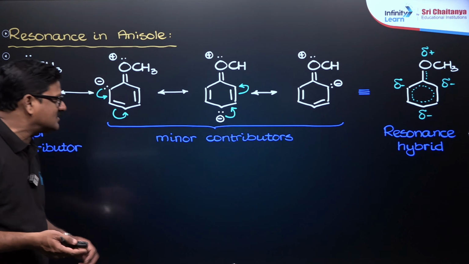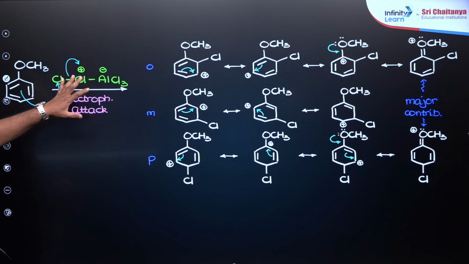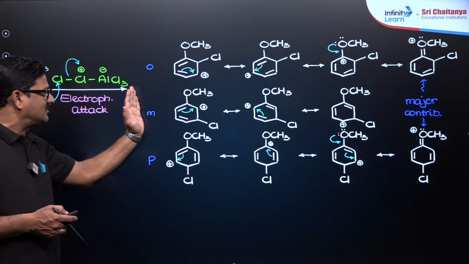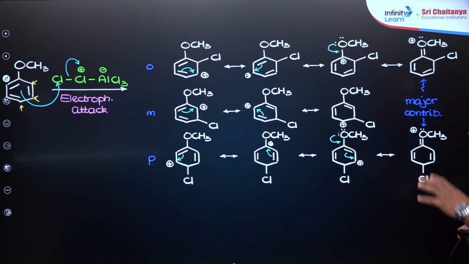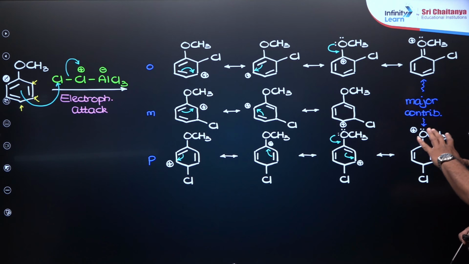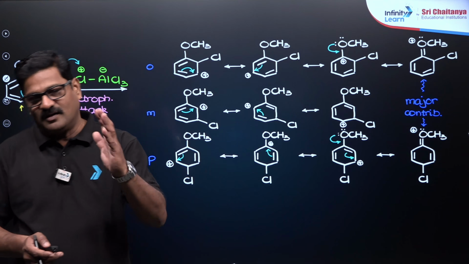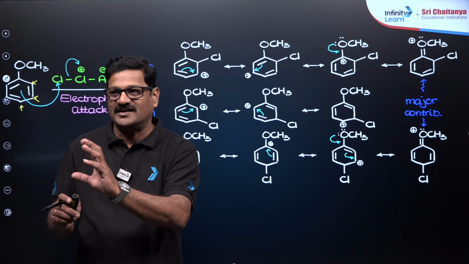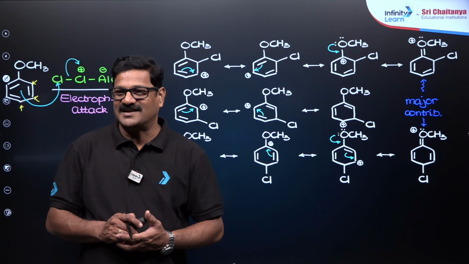Clear, my dear students? Here, in this resonance hybrid, if an electrophile comes, you are going to see that if the electrophile attacks, it can attack here, here, or here. When it attacks, these are the sigma complexes. But if you take these sigma complexes, ortho and para are going to be the major contributors. Generally, para is going to be major as compared to ortho, because ortho has a little steric hindrance.